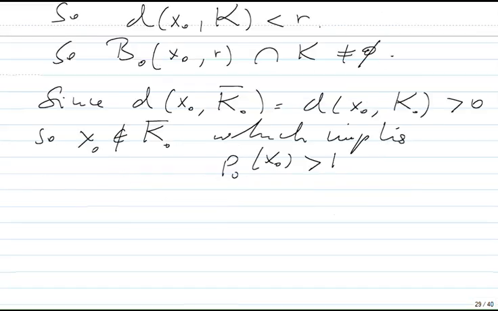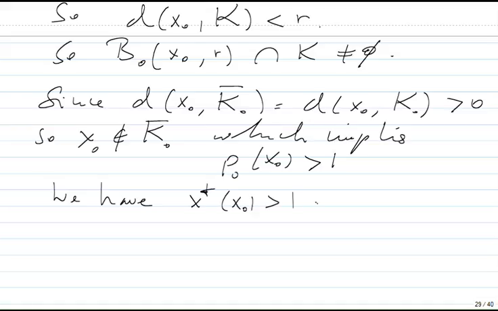In other words, we have x star of x0 is greater than 1. Okay, which completes the proof of our theorem. So we can separate basically a point from a convex set.